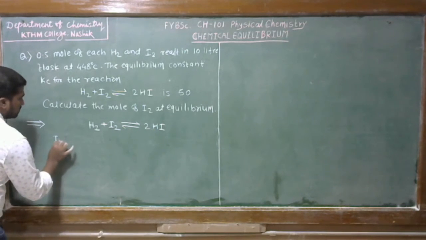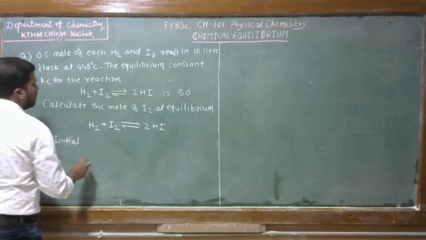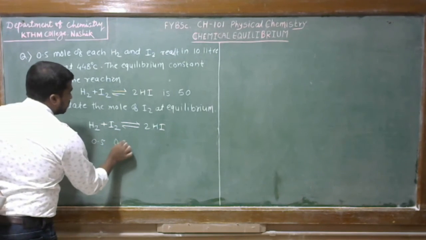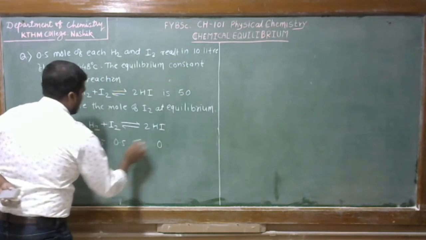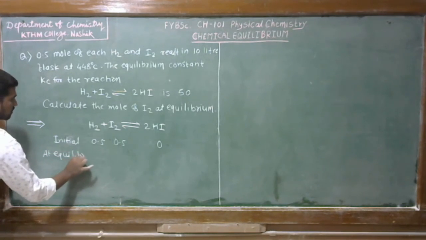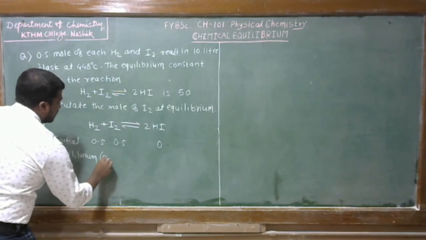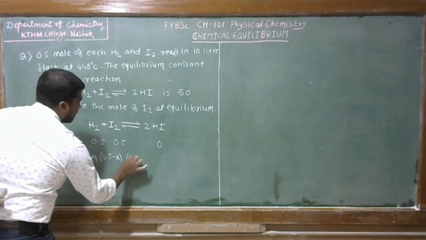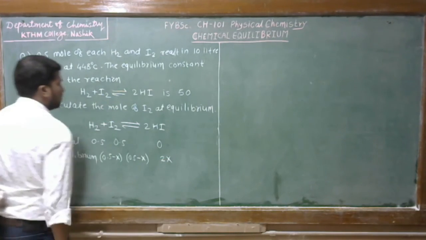Okay, so the initial moles of H2 is 0.5, and similarly for I2 is also 0.5, and the moles of HI is 0, and at equilibrium the moles are 0.5 minus x for H2, 0.5 minus x for I2, and 2x for HI.